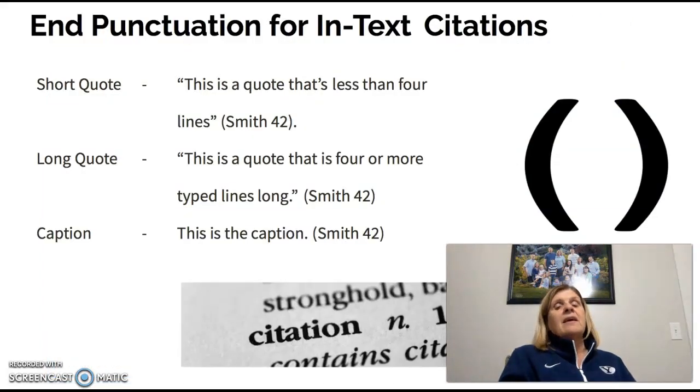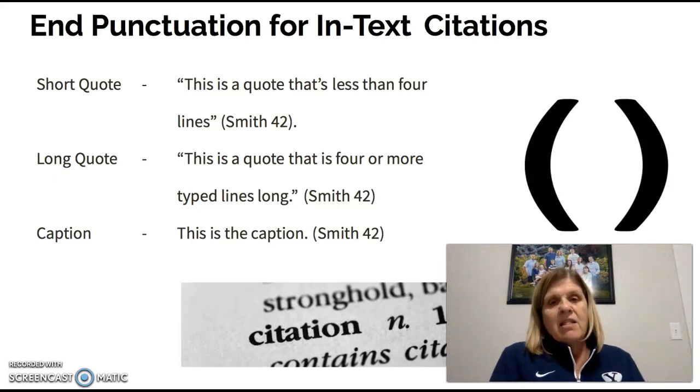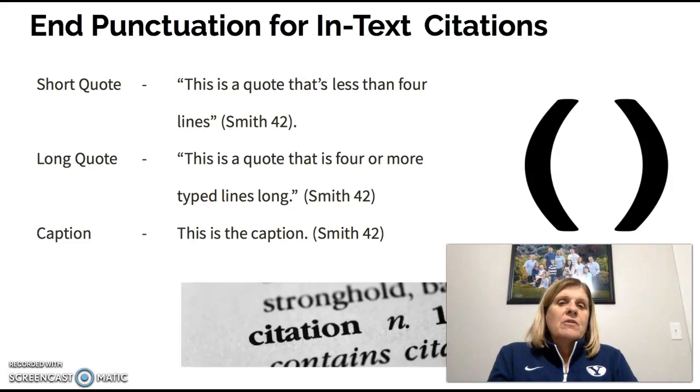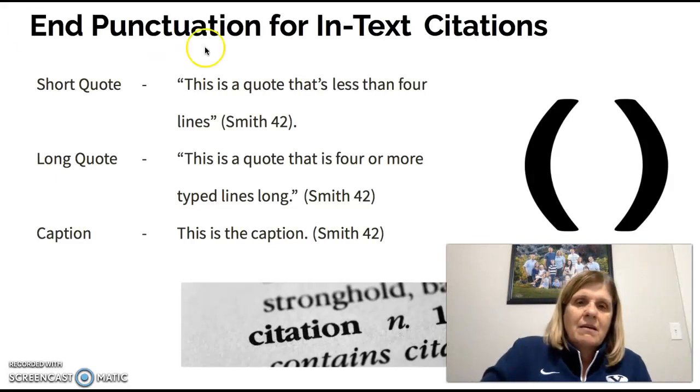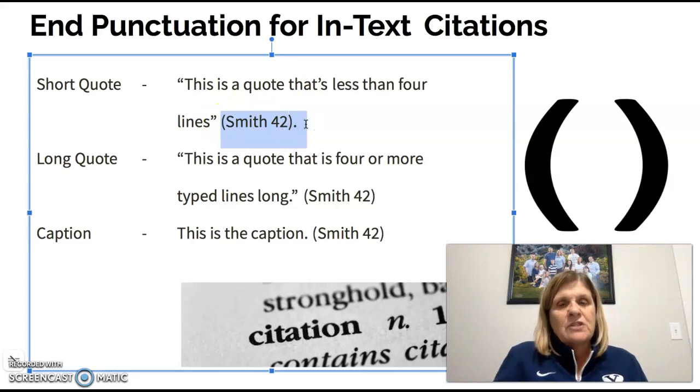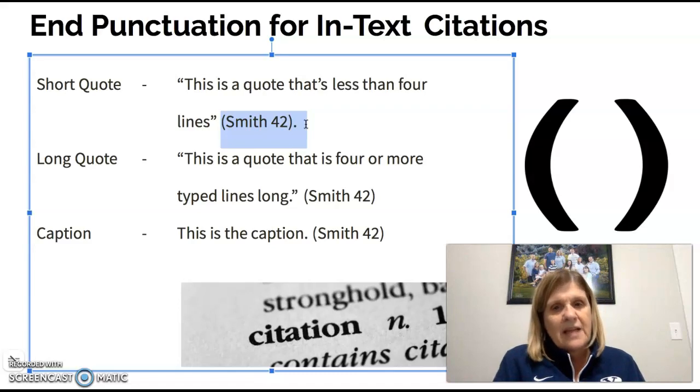Now, this is a nitpicky thing that drives teachers insane. So you don't want to lose points on where you put periods. So just always think the parentheses goes first, and then the period goes after. Parentheses first, period goes after.